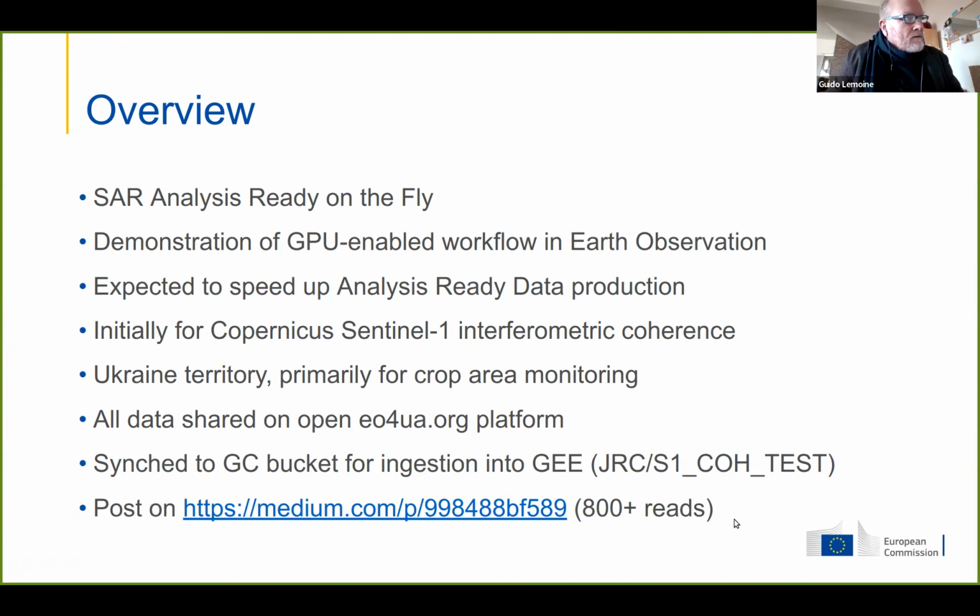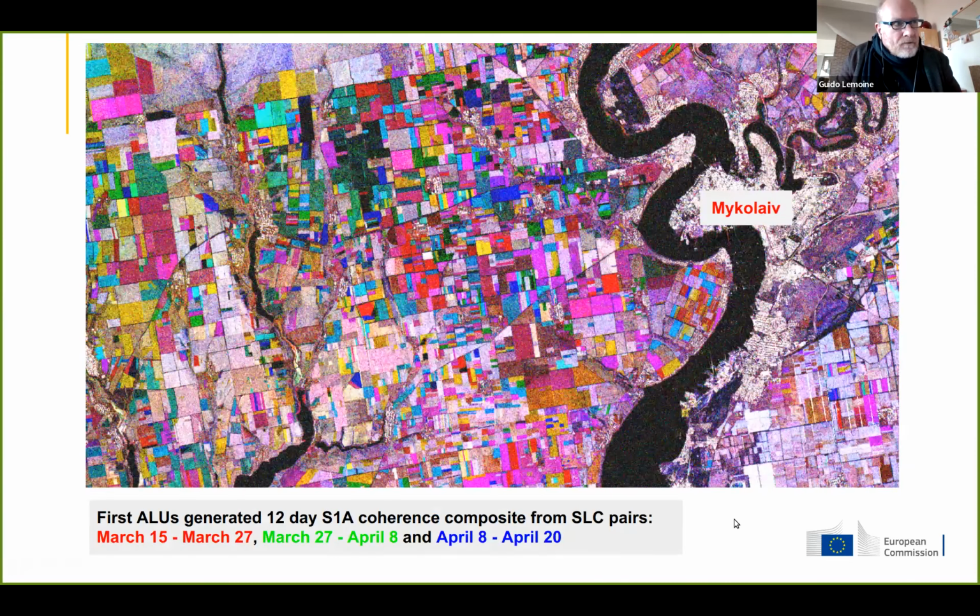Why is coherence so interesting, especially for agriculture? Very quickly, coherence shows change at the surface. Change at the surface means a farmer is doing something to the surface, or some crop is growing or being harvested, etc. And if you combine that in a time series, you can then see what's going on: the progress of the season, what kind of crop types to expect. And you see here a simple RGB composite of 3 consecutive dates that shows this.